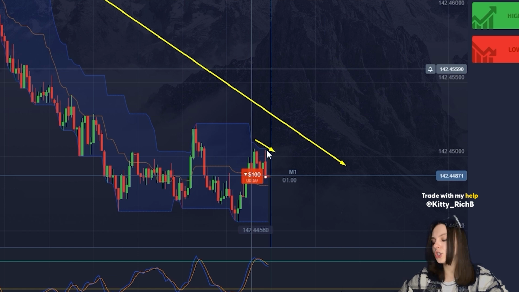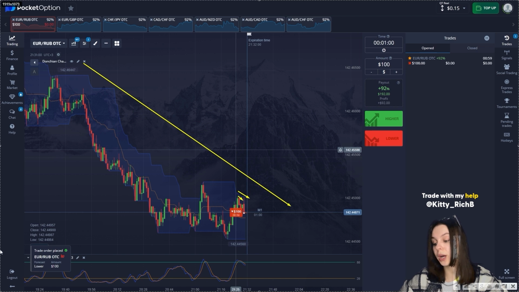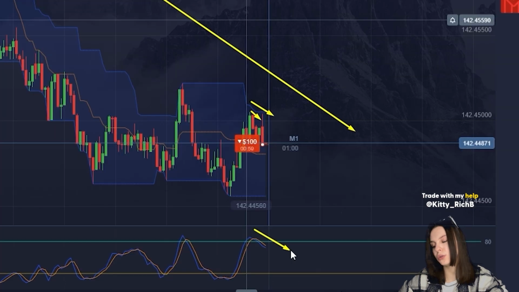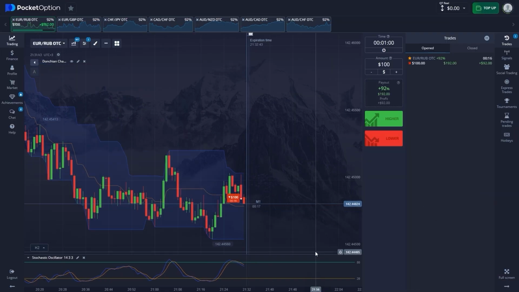Also quite a large shadow in the upper position according to the stochastic. We have a similar situation. We entered the 80 and 20 zone and are also directed to the lower position. Let's follow the chart.